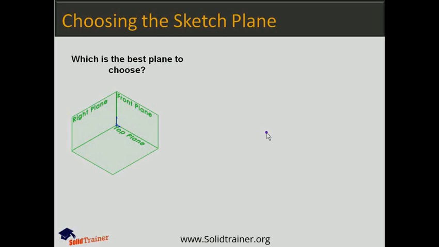Well, the most probable answer that I get is the front plane. All the three planes, the front plane, the right plane, and the top plane, have their own unique importance. The front plane is not the primary plane. Let us go ahead and see an example.